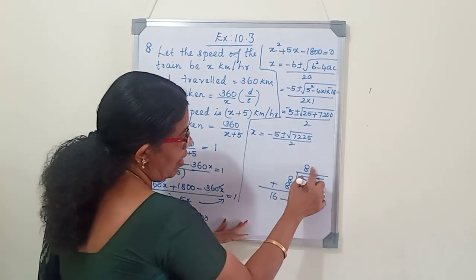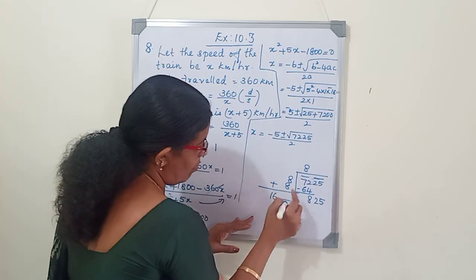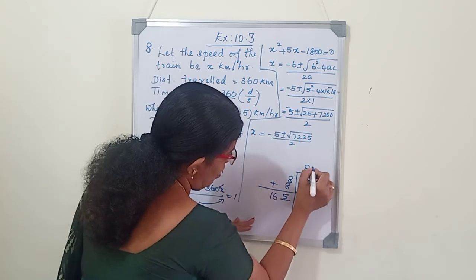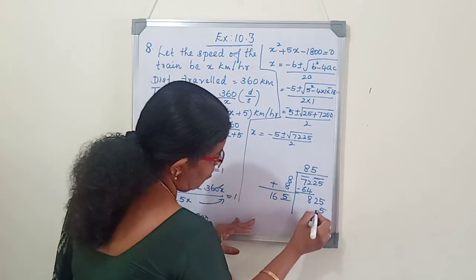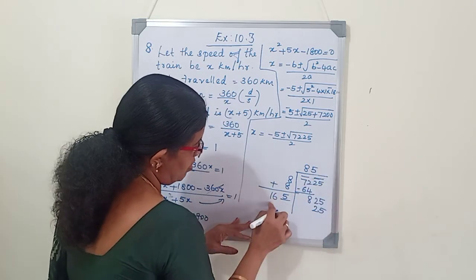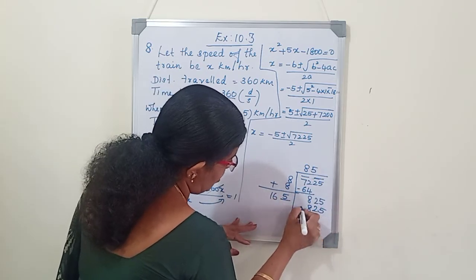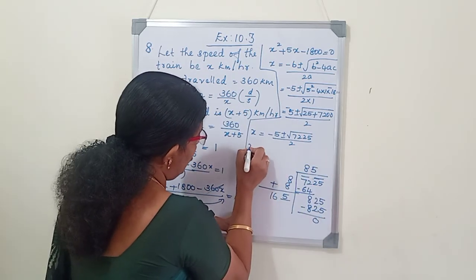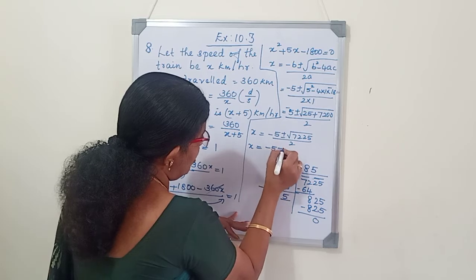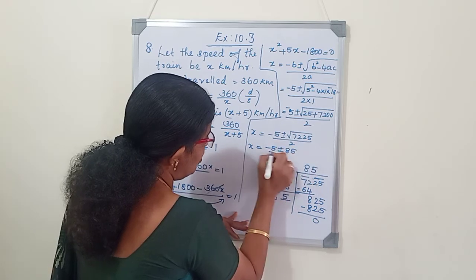Put a dash. Now which number will we write? The same number we have to write. I'll write 5 and check. 5 5s are 25, remainder 2. 6 5s are 30 plus 2, 32. 3, 5 1s are 5 plus 3, 8. So square root of 7225 is 85. So we got x equals minus 5 plus or minus 85 by 2.